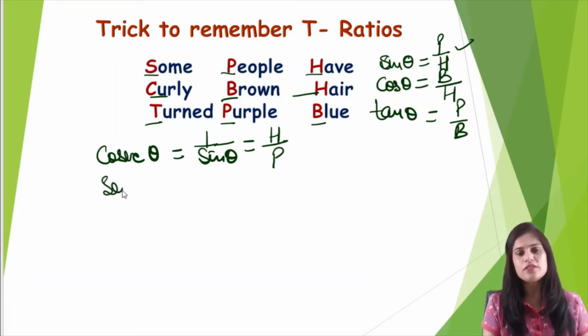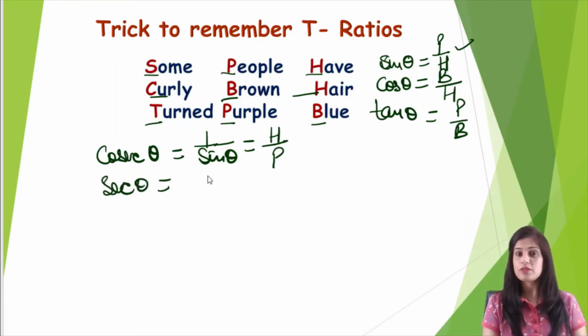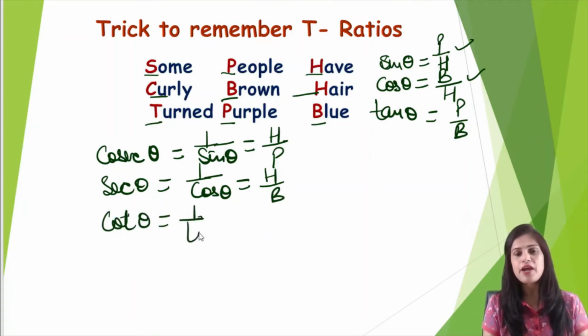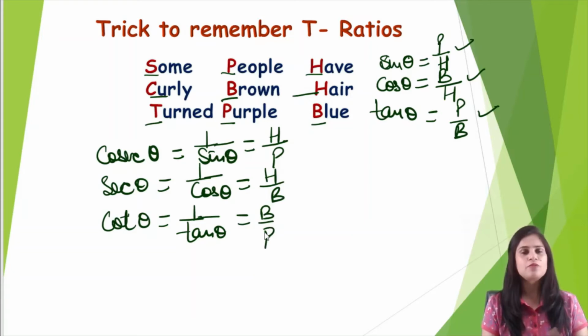Next one is sec theta, which is the reciprocal of cos theta. Cos theta has the ratio B by H. So the reciprocal of cos theta means H by B. Very simple. Now the last one is cot theta. It is the reciprocal of tan theta. What is the ratio of tan theta? P by B. So it will become B by P. So it is all about the trick of remembering trigonometric ratios.